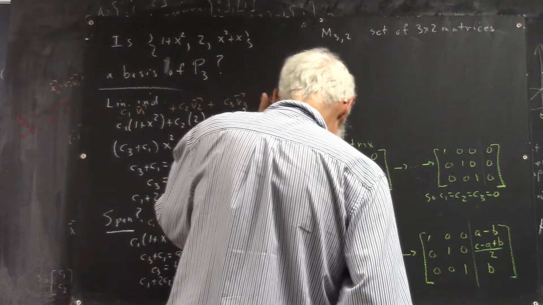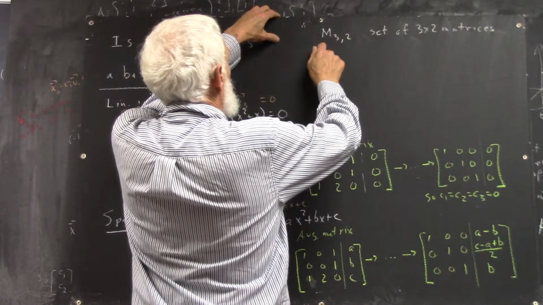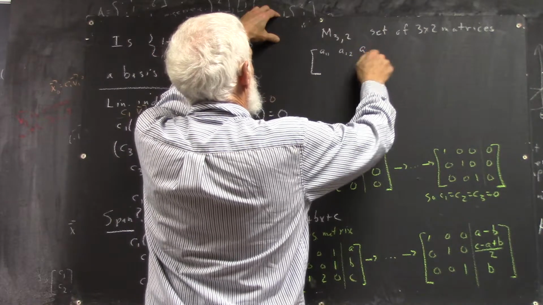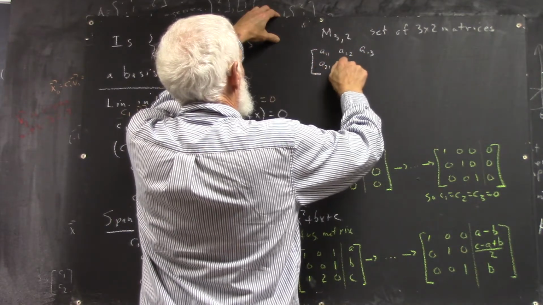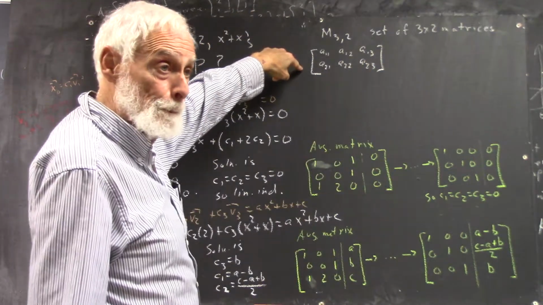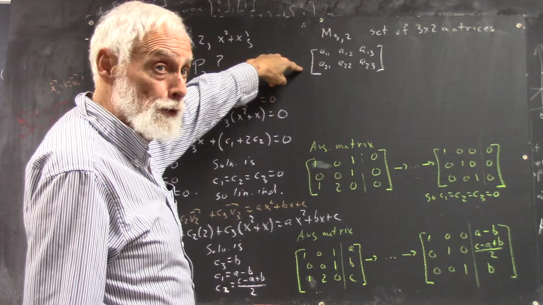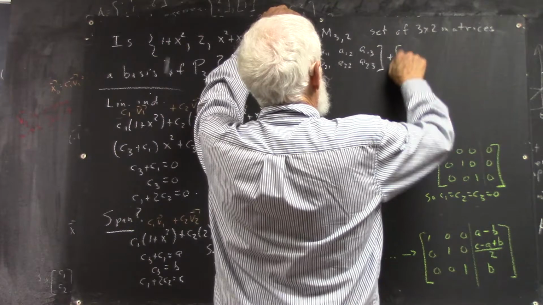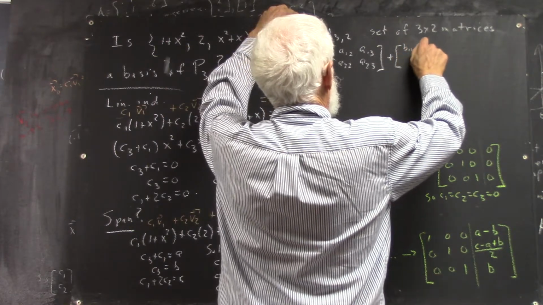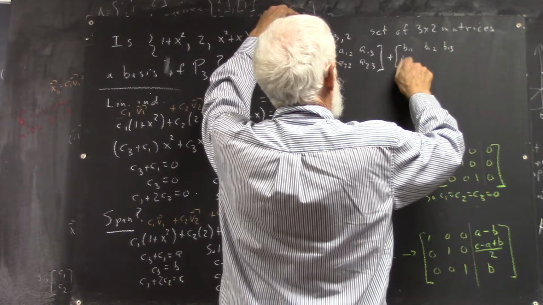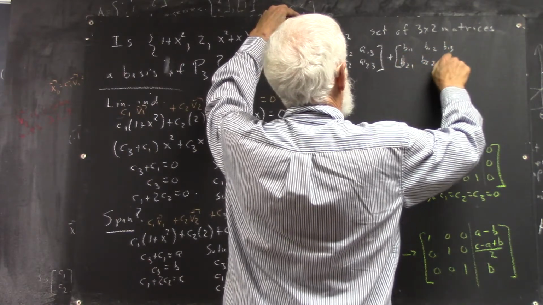Okay, so there's M32, the set of 3 by 2 matrices. So typical is, well, let's just use a typical matrix, right? Okay, is it a vector space? Well, if we add this to another 3 by 2 matrix, call it B11, B12, B13, B21, B22, B23.